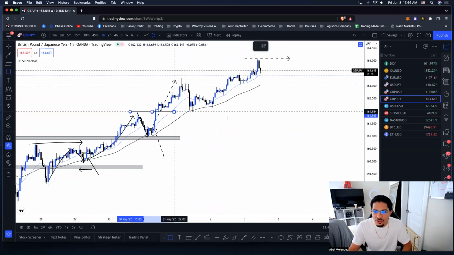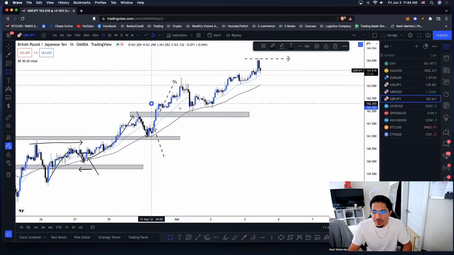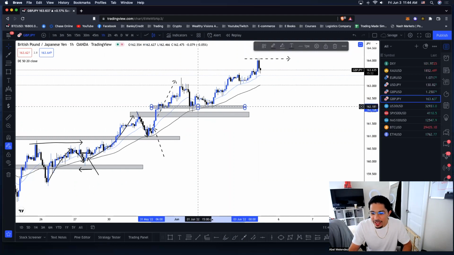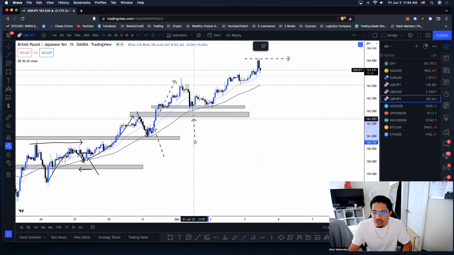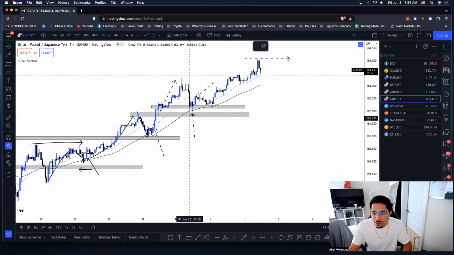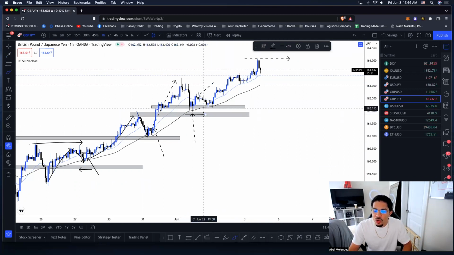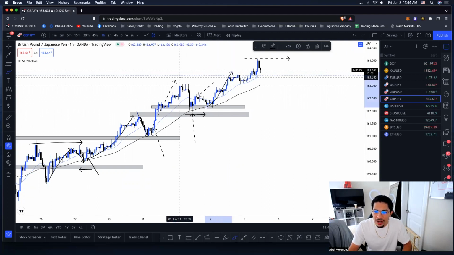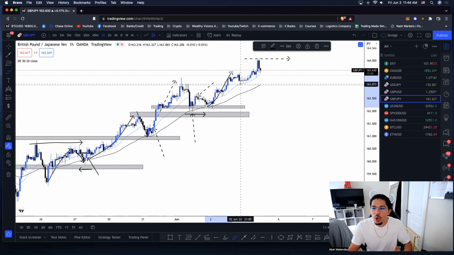All right, we have structure level right here, but we also have this previous area of accumulation right here as well. And again, your entry after the actual higher low is formed is a break above the blue line. Stop loss below the higher low that was just created. And then you continue to expect new higher highs to be formed, right? So very simple. That's exactly what we've been seeing, guys.